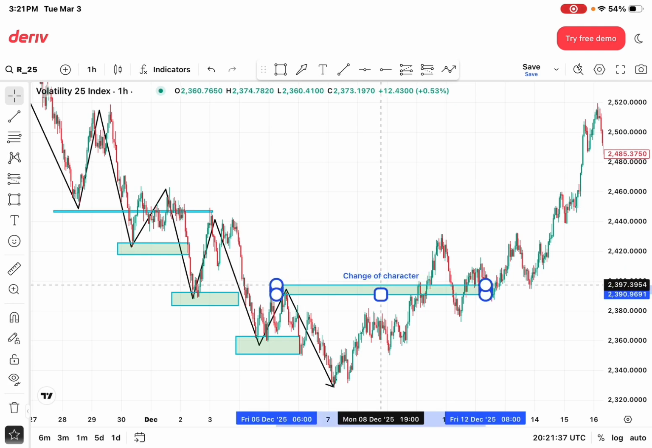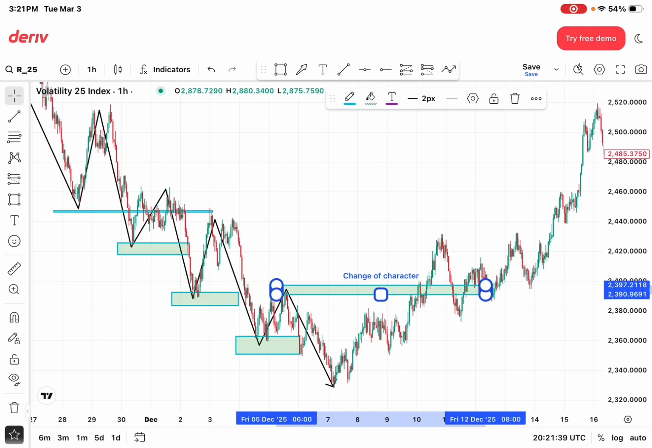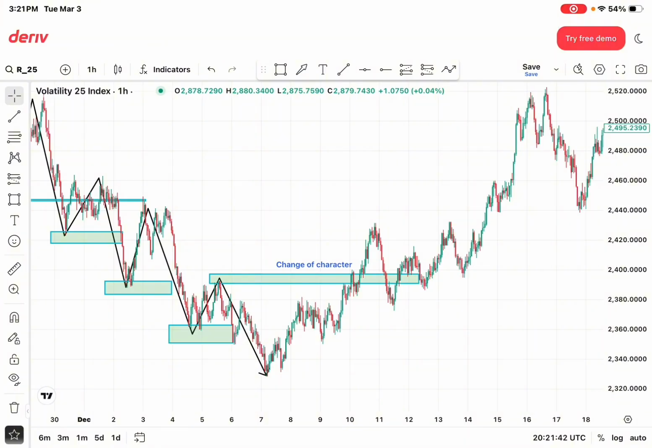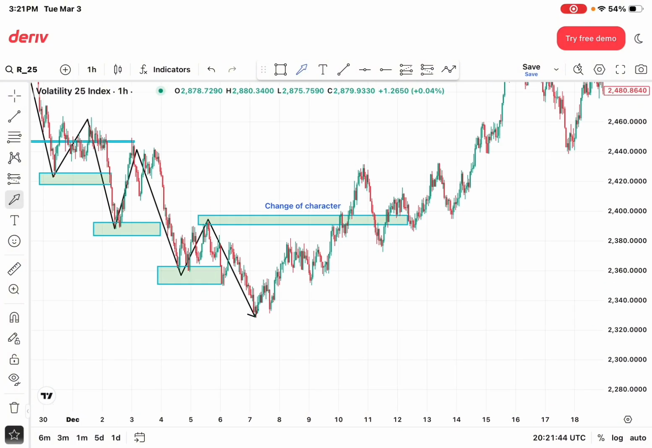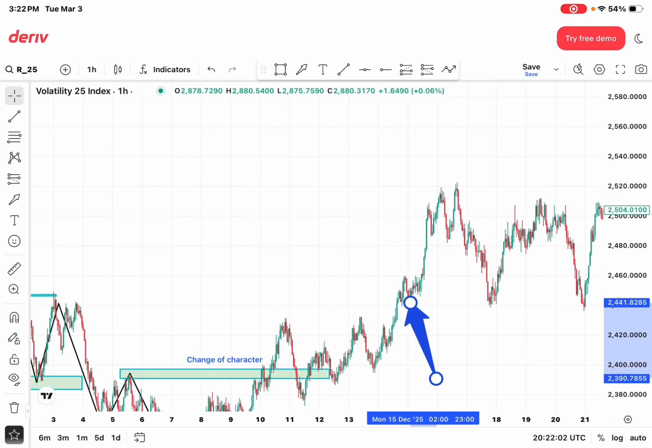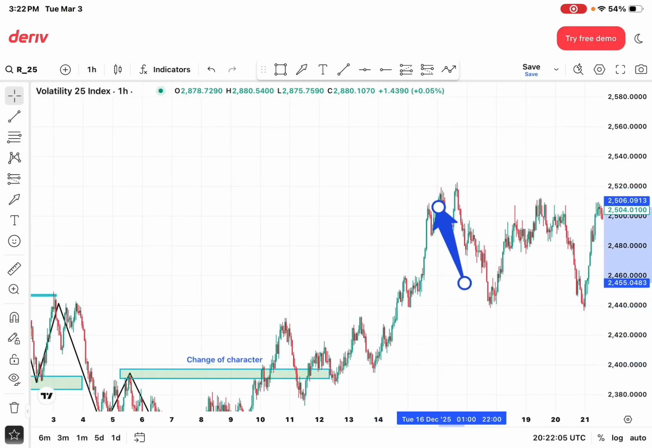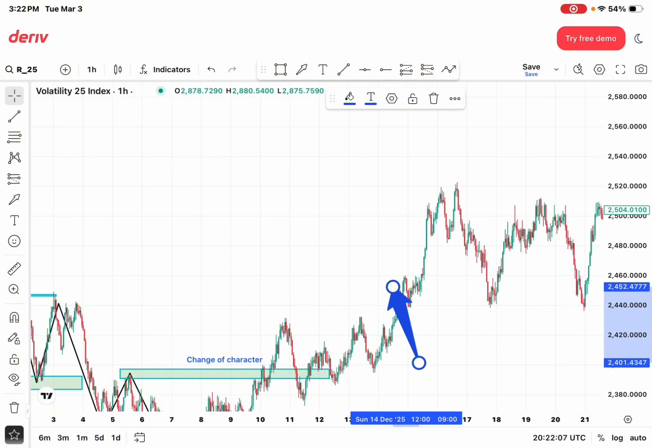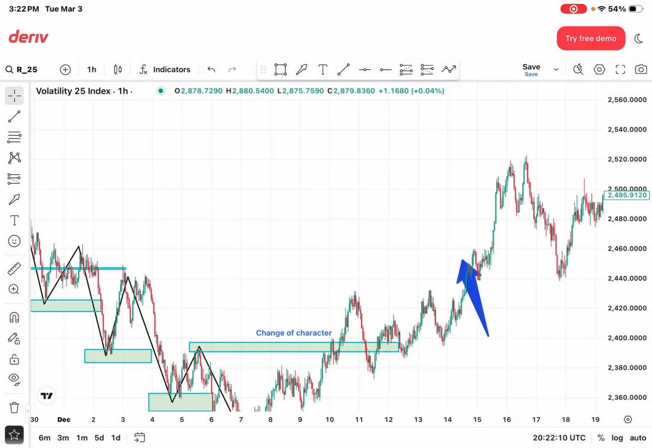And price is now telling you sellers weaken out. See? Buyers are in control. It comes now, it creates a what? It creates a higher low, then a higher high, a higher low, a higher high, a higher low, a higher high. Guys, and this continues. So I hope you all understand market structure.